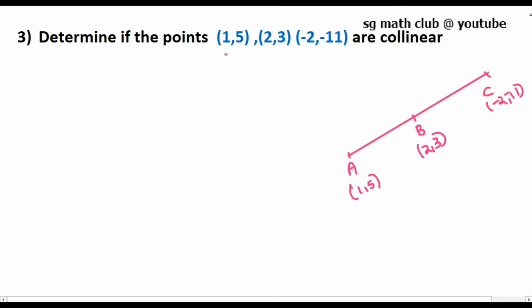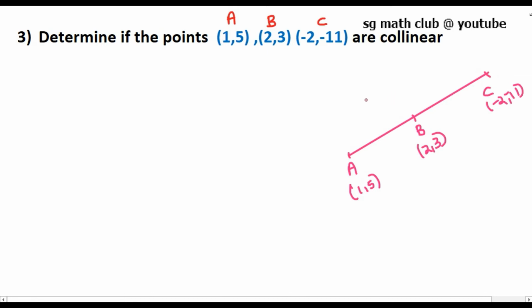Next, determine if these points are collinear: (1, 5), (2, 3), (-2, -11) are collinear. If you plot these points on the coordinate axes, you can easily make out whether they are collinear or not. Three points are said to be collinear if they lie on the same straight line. I have taken the point (1, 5) as A, (2, 3) as B and (-2, -11) as C. If these three points are collinear, then they will lie on the same straight line.